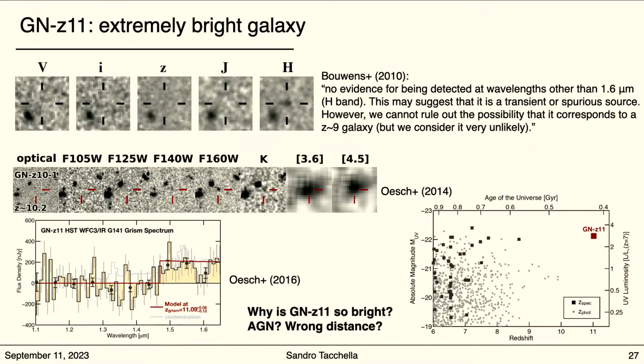So let me move on to GNZ11, which I just mentioned before as an example of a high redshift galaxy dropout. It's interesting to go back in time a little bit, because in 2010, Richard Bouwens already found this galaxy in the NICMOS data at that time. And he commented in the paper that, well, we cannot really rule out it's a high redshift galaxy, but they think it's highly unlikely. It's probably a transient or a spurious source because it's so bright, right? It was visible in the NICMOS data. Is it really a redshift 9 galaxy?